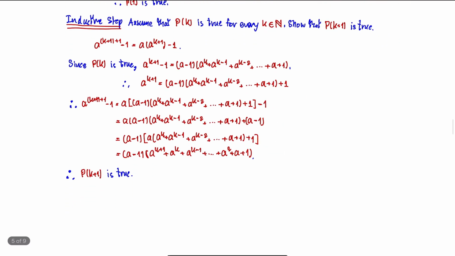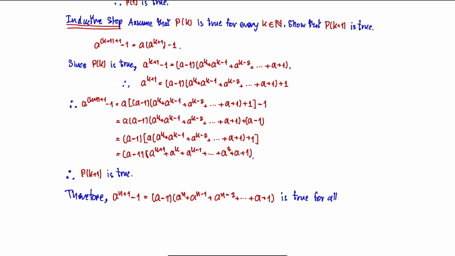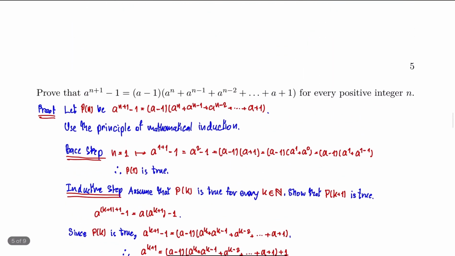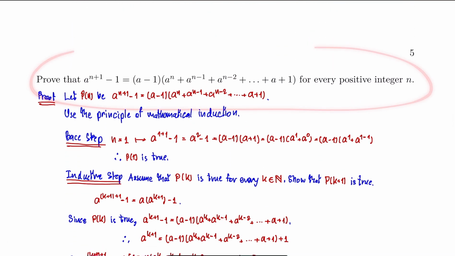Therefore, we have shown that this equation, a to the n plus 1 minus 1 equal to a minus 1 times a to the n plus a to the n minus 1 plus a to the n minus 2, and so on, all the way to a plus 1, is true for all positive integers n. Okay, so we have proved this statement already. That's it for this video.